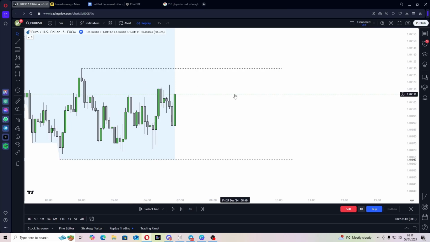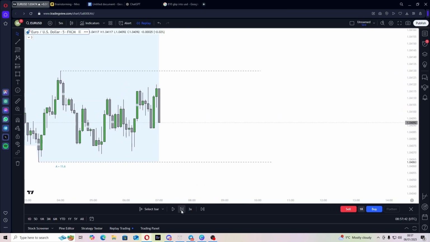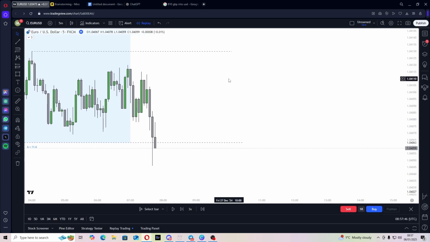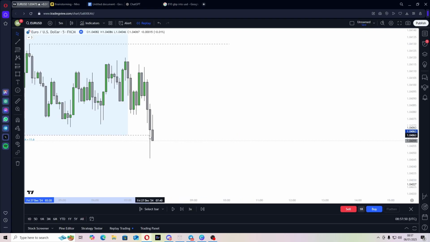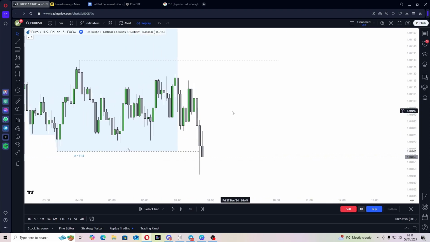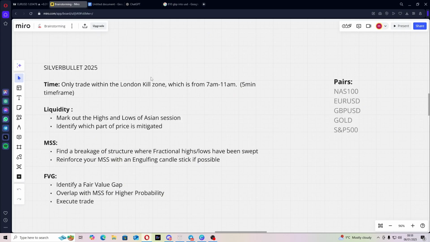Once we've got the highs and the lows, now what we need to do is figure out which side gets mitigated. So I'm going to play price forward, keep playing it, and you can see right there the lows have completely been swept. Once we get the indication that the lows have been swept, what we need to do now, mark this out as liquidity right there. And what I'm going to actually be doing now is finding a break of structure where fractional highs/lows have been swept, and then we reinforce the market structure shift with an engulfing candlestick if possible.